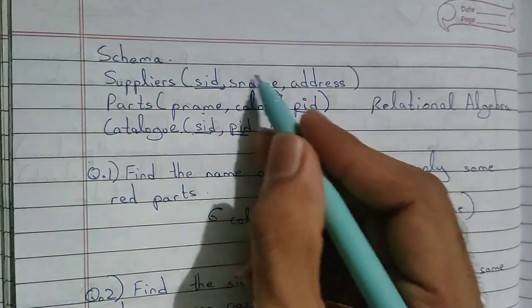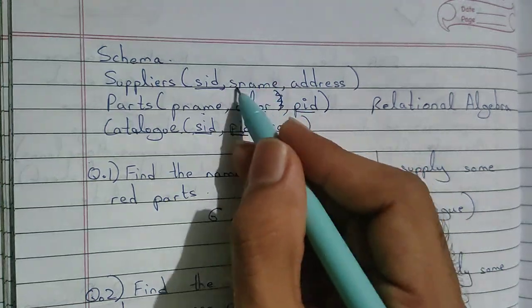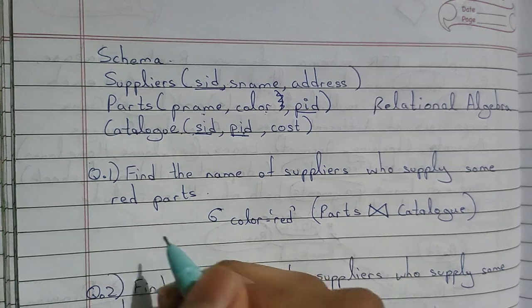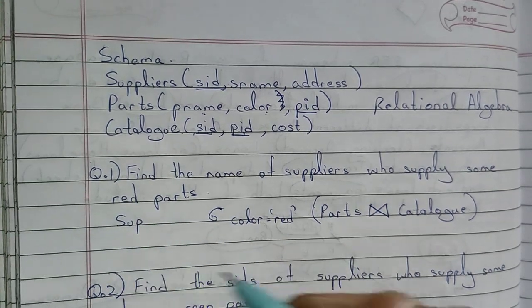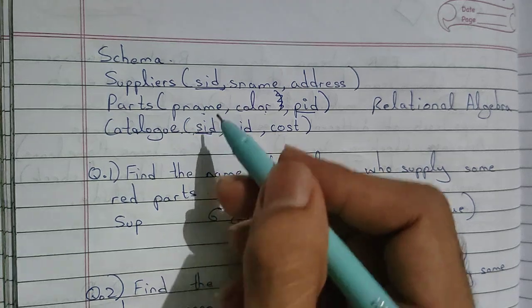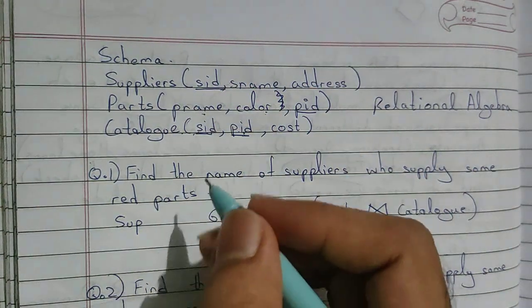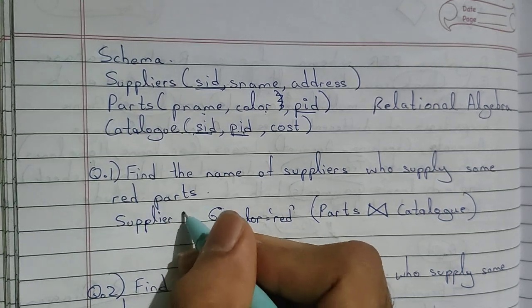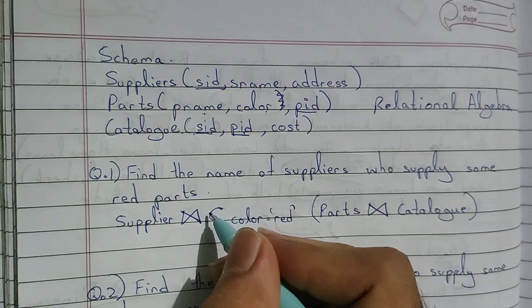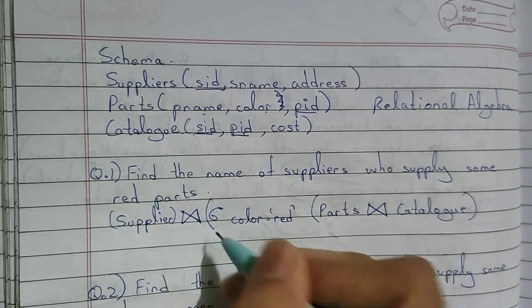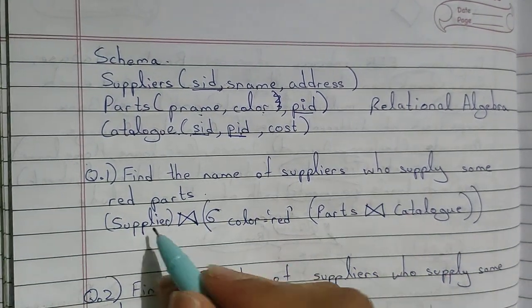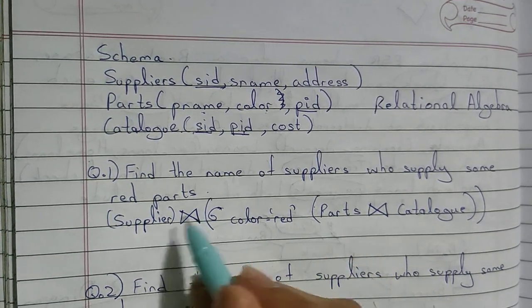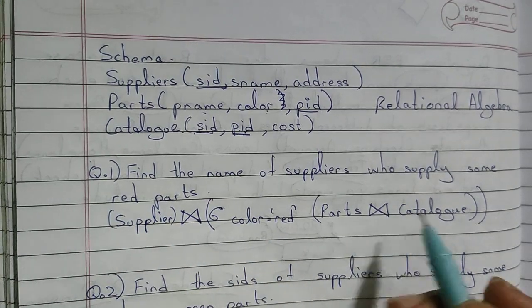Now we need the name of the supplier. But in order to get the name, we need to join the supplier table with this catalog table. For that, we can use another natural join, as this has a primary key SID and even this table has SID. That is the only thing common between these two tables. So the natural join will automatically join these two tables. Only the suppliers which supply red parts will get joined with this table.